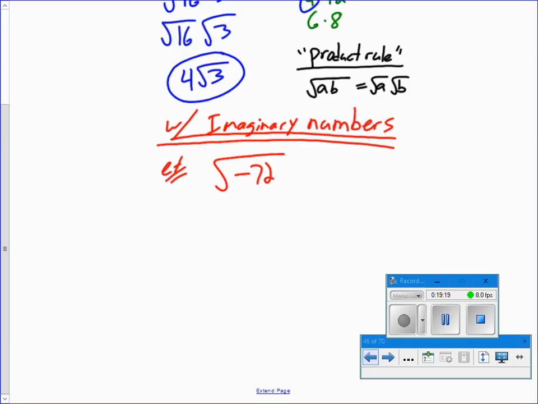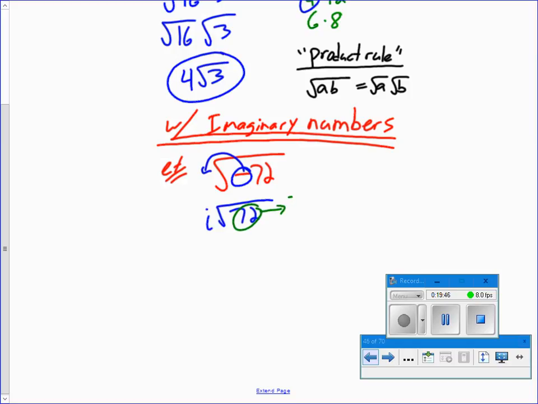So the first thing we do here, before we start listing out perfect square factors, is we get rid of this negative sign, we take it outside, and we make it the i, that imaginary unit. So it's kind of like we're removing that factor of negative 1, taking it outside the square root sign, and then working with the root on its own. And from here, we can do everything we did before. So we can list off perfect square factors.